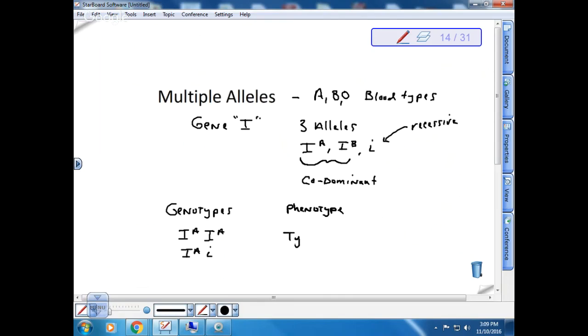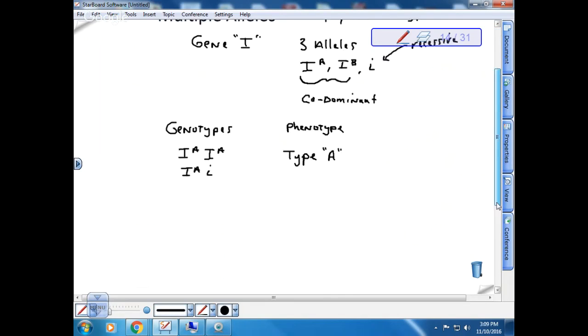So this is type A. Both of these would be type A, okay? And what that means is that you have type A proteins on the surface of your red blood cells. So if you're type A blood, you have type A proteins on your red blood cells. We talked about how there are proteins in the plasma membrane and that are on the surface that allow the cells to recognize one another. So that would be one of those, okay?